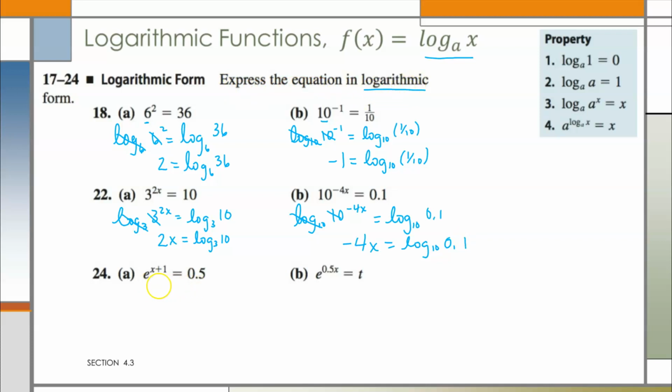Here's an exponential expression. What undoes an exponential is a logarithm of its same base. What base is this? This is base e. So we're going to ln both sides. Ln and e cancel, so we get x plus 1 is the ln of 0.5.